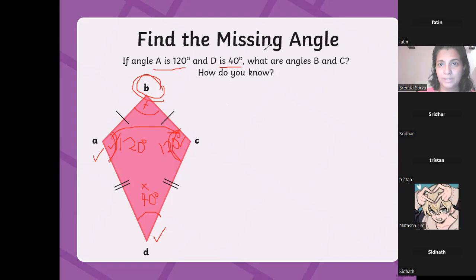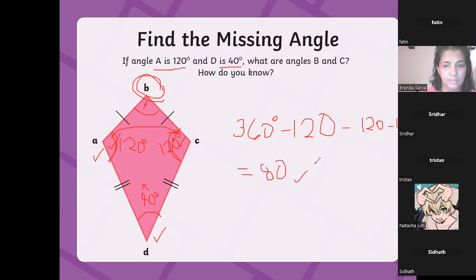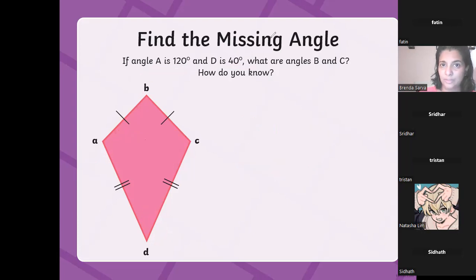Okay, I'm going to tell you that for the last time. Remember, take 360 degrees, that is the total angle in a quadrilateral, minus your 120, minus again 120, one is angle A, one is angle C, and then minus the 40 at the bottom there. And then you should be getting 80 as your answer. That's it, okay? Good. Now let's move on. Next question.